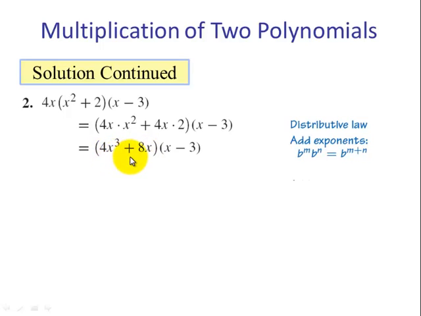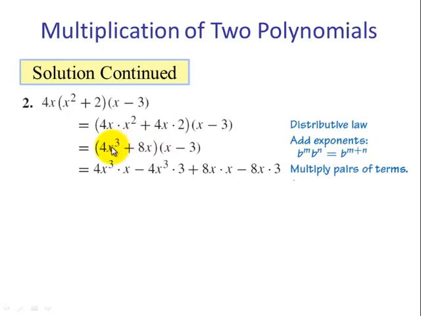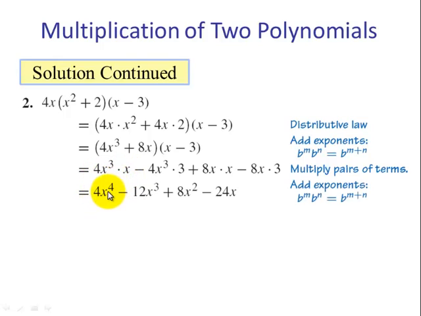So we have this binomial times this binomial. So I'm going to distribute the 4x cubed. I'm going to multiply it by x, and then multiply it by the minus 3. Then I take the 8x times x, and the 8x times minus 3. This becomes 4x to the fourth, minus 4 times 3, which is 12, x cubed. 8x times x is 8x squared, minus 8x times 3 is 24x.